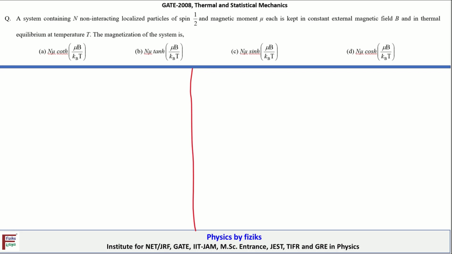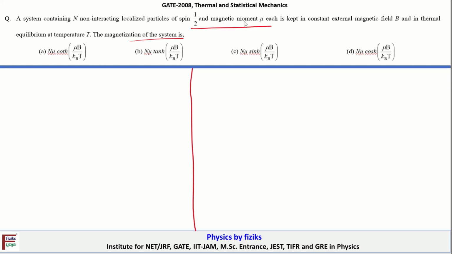Let's continue with the next problem. A system containing n non-interacting localized particles of spin half and magnetic moment mu, each is kept in a constant external magnetic field B and is in thermal equilibrium at temperature T. The magnetization of the system is... Okay, so let's first of all try to find out the interaction energy of the spin in the presence of an external magnetic field.